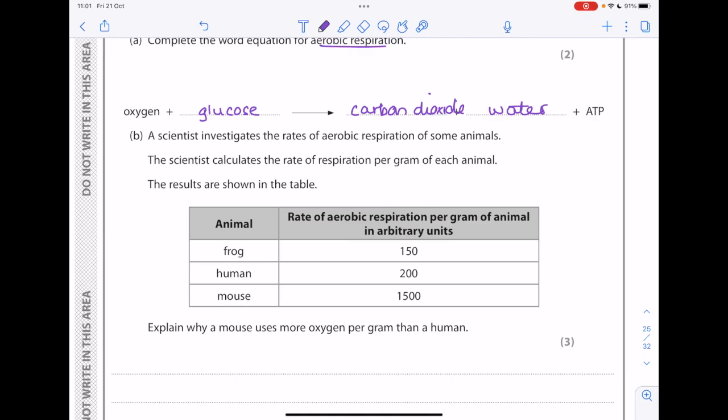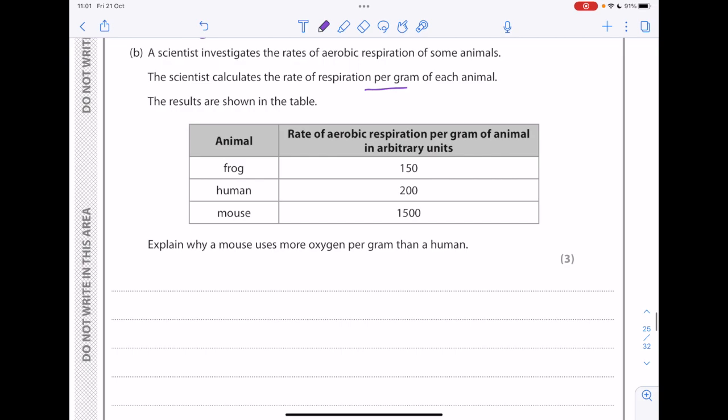A scientist investigates the rates of aerobic respiration of some animals. The scientist calculates the rate of respiration per gram of each animal. The results are shown. Explain why a mouse uses more oxygen per gram than a human. Wow, look at these numbers.